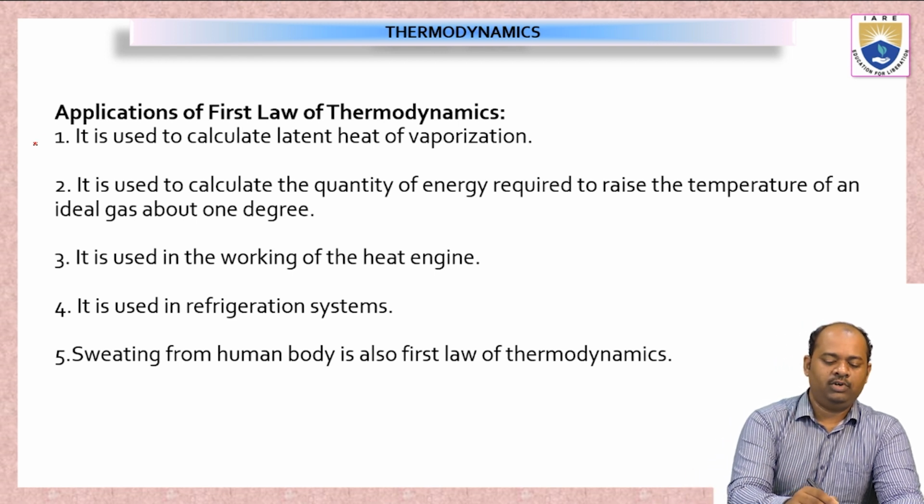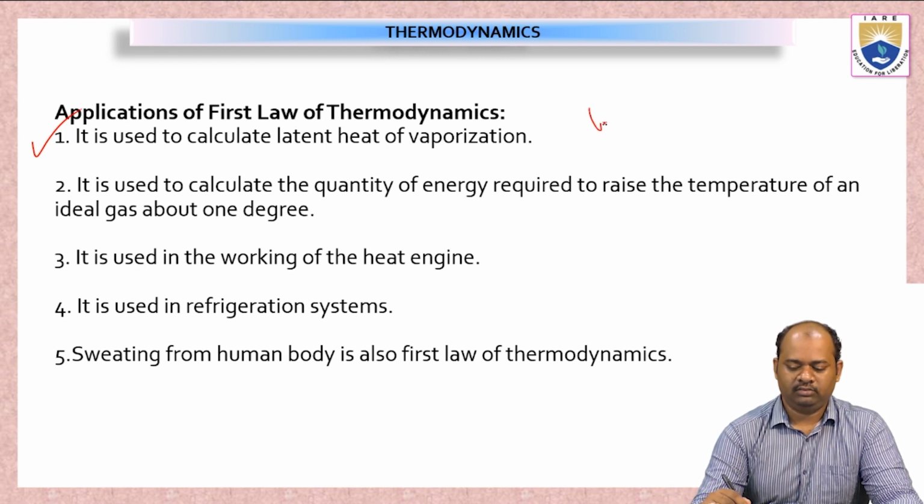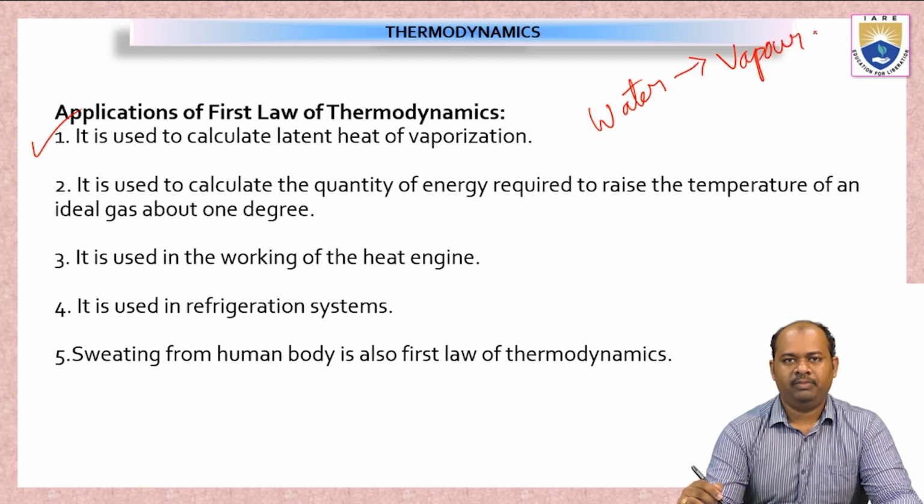So the first law of thermodynamics is used for calculating the latent heat of vaporization. So when we are using water for creating vapor, vapor is nothing but the steam. So this vapor is used in the thermodynamic system called a steam power plant. For the running of the steam power plant, we have to use the steam coming out of the water when it is boiled up to its boiling point.